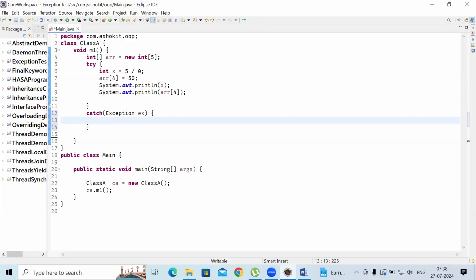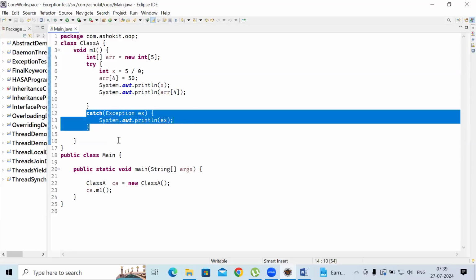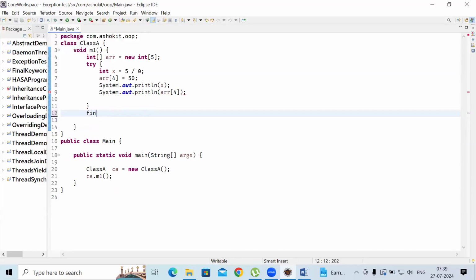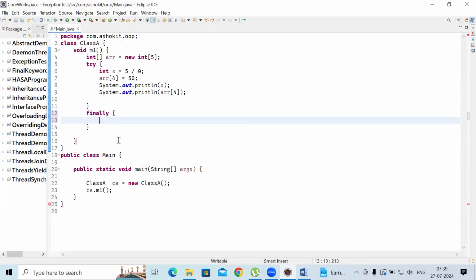How do I display this exception with only the class name and exception message? I want only simple details, so I can add System.out.println of ex. This is the way of displaying the exception details. Now I have the try block with the catch block, and the error is removed. Now I don't want a catch block here, so I can add a finally block, with System.out.println, I am in finally, or something like that. This is the finally block.